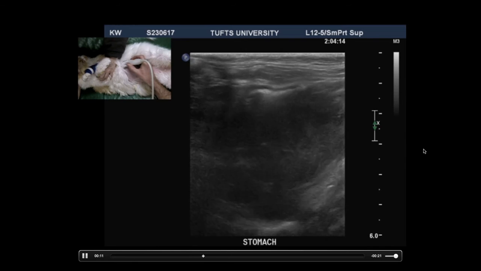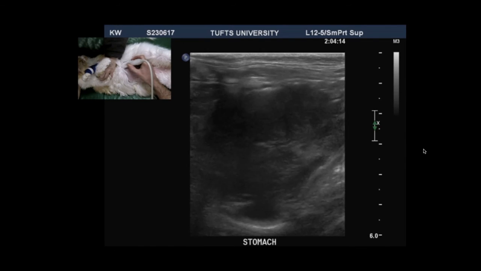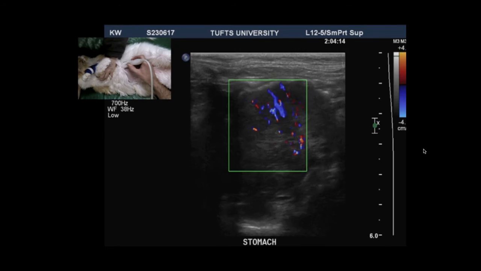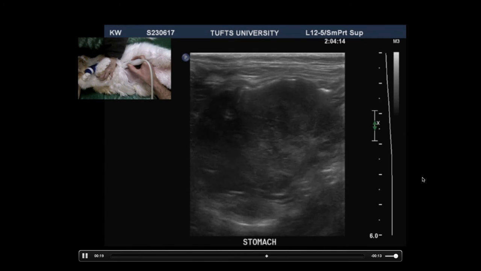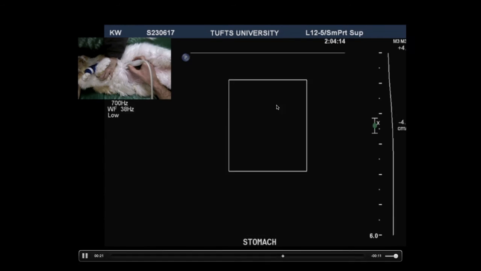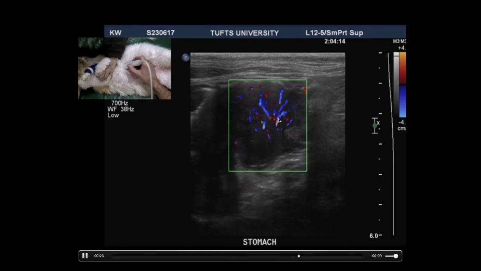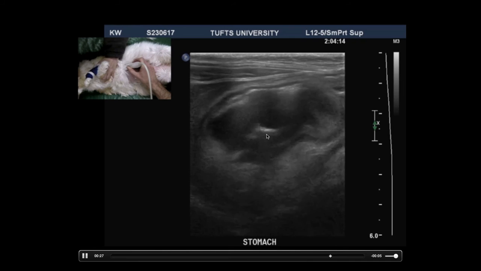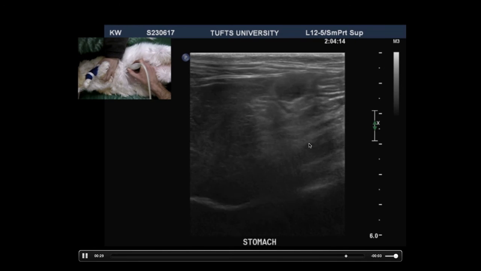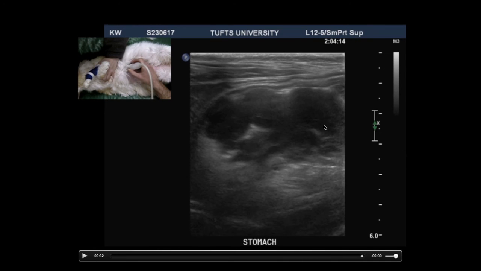We'll turn the color Doppler on and you'll see that this mass is very vascularized. Nice vascularization throughout the mass. We'll turn it on once more. Again, the gas within the lumen here. Nice vascularization. Keep your attention right here and you can see this hyperechoic line extending into the mass, and this likely represents an area of ulceration.